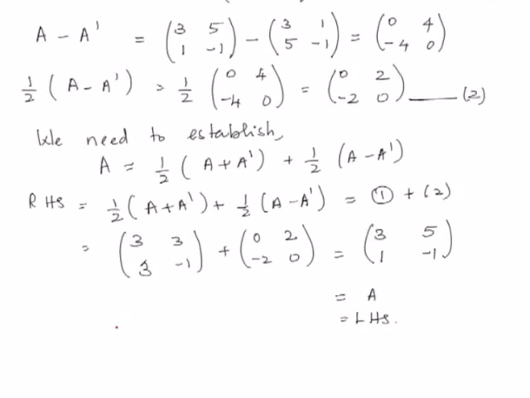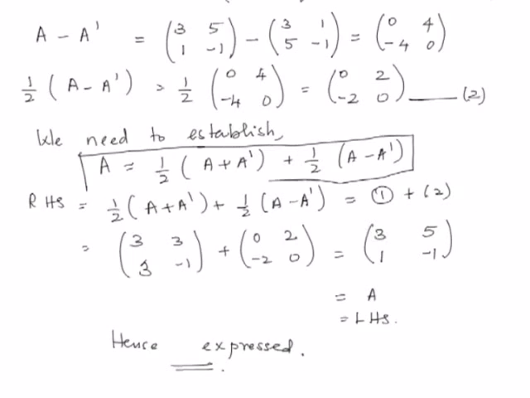So, we have expressed A as the sum of the symmetric and skew-symmetric parts. Hence expressed. And that concludes the solution. Hope you have understood it. We have taken up A, which is [3, 5; 1, -1], and tried to express it as the sum of symmetric and skew-symmetric parts. To establish this, we need to get this expression, and we have got it.